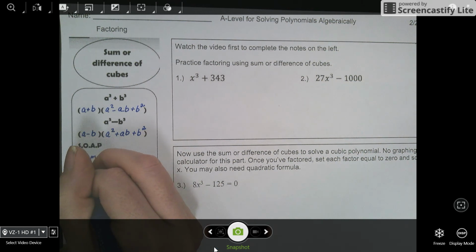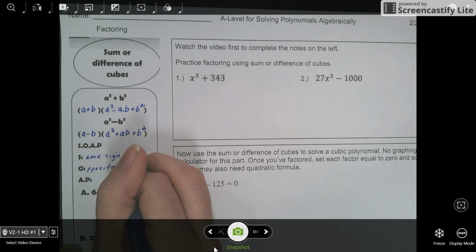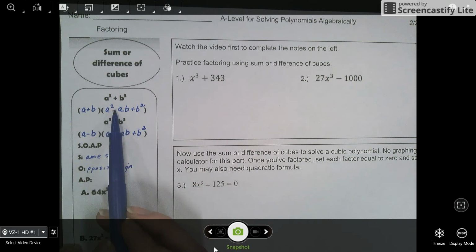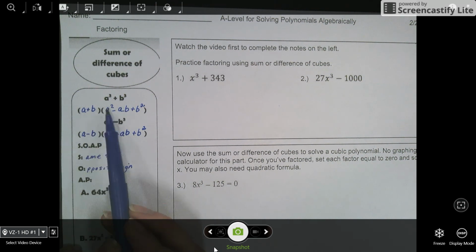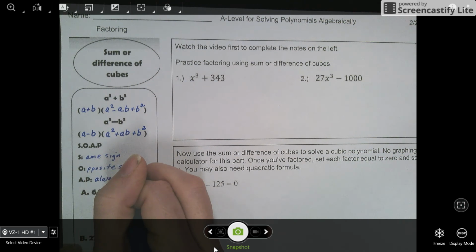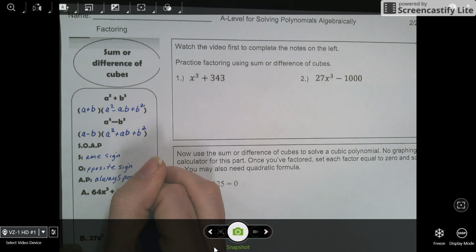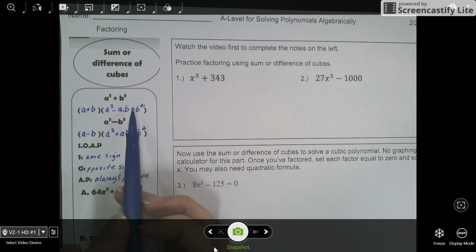Then opposite sign. So in the sum of cubes, we've got same sign, opposite sign. In the difference of cubes, we've got same sign, opposite sign. And then AP means always positive, and that's the last term's sign. And if you notice, in both of them, it's always positive.